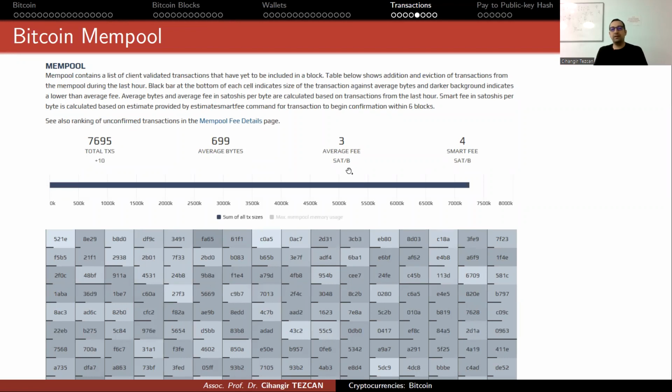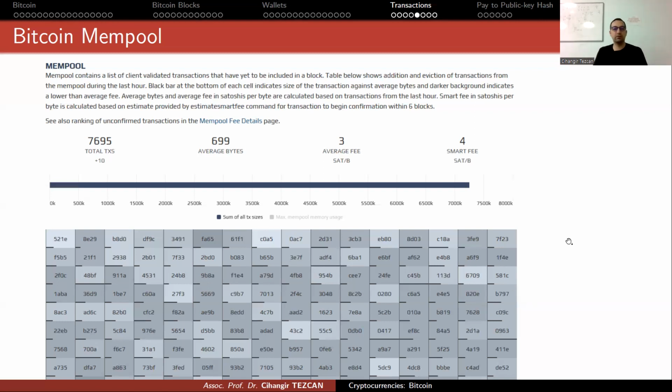And the average fee is, at that time, 3 Satoshi per byte. This is why they call it smart fee. This means that if you pay 4 Satoshi per byte, most probably the miner will add your transaction to that block when they are mining.